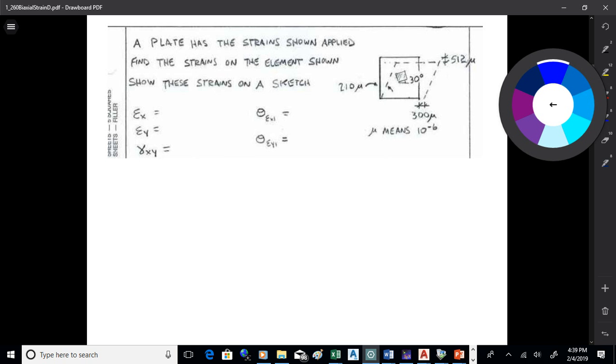Let's say we've got a plate as shown, and we have measured the strains in the X and Y directions, and the strained position of that plate is shown with the dashed lines. So what we're doing is lengthening it in the X direction by 300 times 10 to the minus 6. It's common for these strains to be quite small, so the Greek letter micro is often used for 10 to the minus 6. So epsilon x will be positive 300 times 10 to the minus 6.